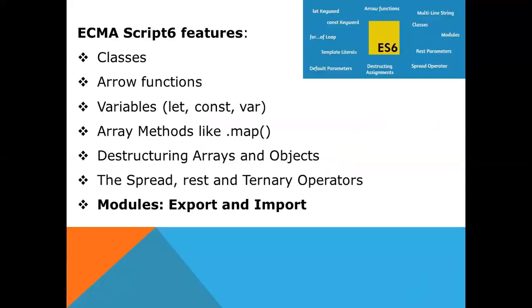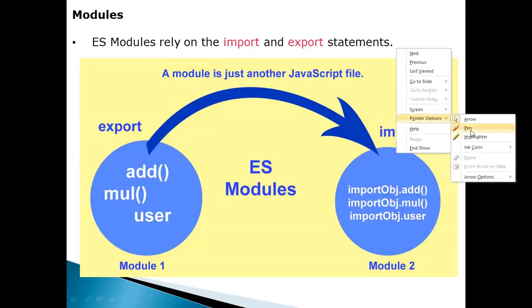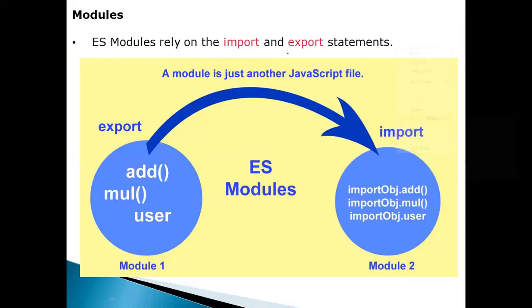And the next topic is modules. We have already discussed modules in JavaScript and in Node.js in the previous topics. To use modules in your program, we can use the export keyword to make something public, and to use it in your program, you can use import. Now see the modules. ES modules rely on two statements: one statement is import, another statement is export.